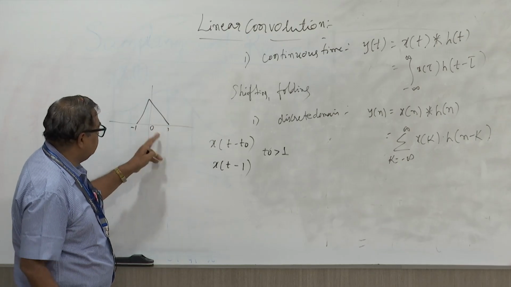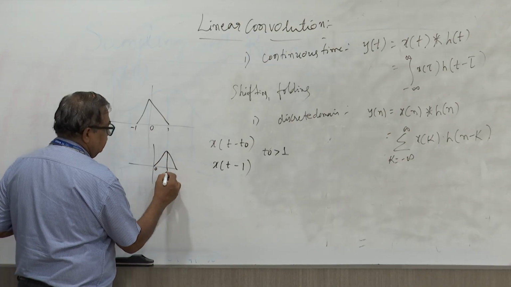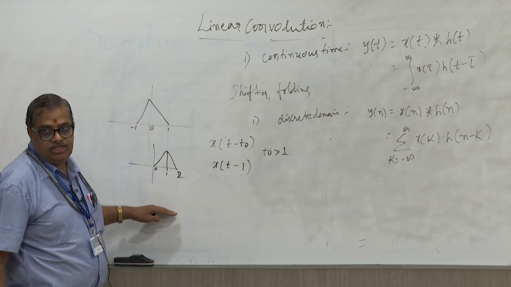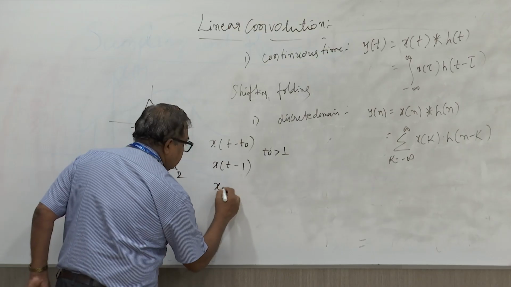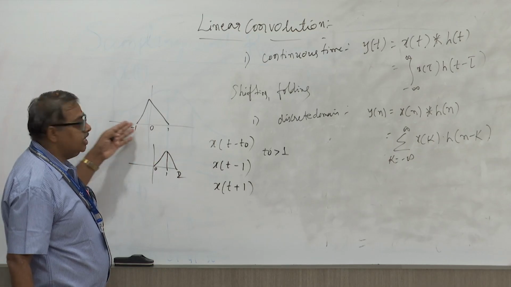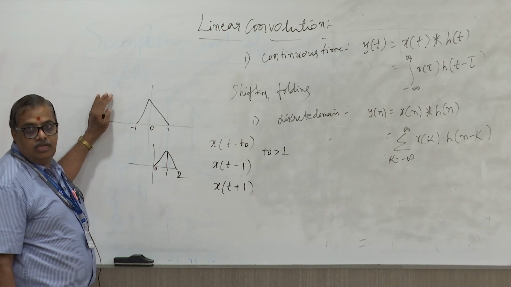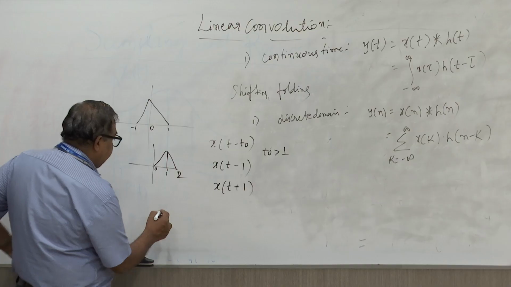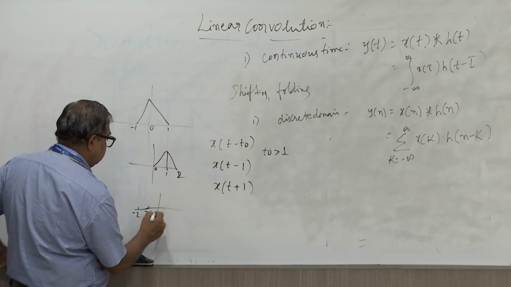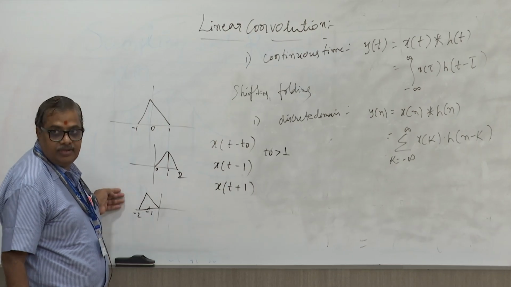Then the point at minus 1 will come to 0, and this 1 will become 2. This is what the shifting process is, this is right shifting. Similarly, we can do left shifting also. It will be t plus 1. If I shift this, it will move to minus 1 and this will go to minus 2. These things are very important for the linear convolution process. This is the signal we get, called the signal shifted towards the left side.